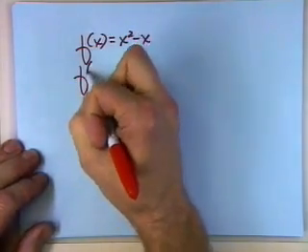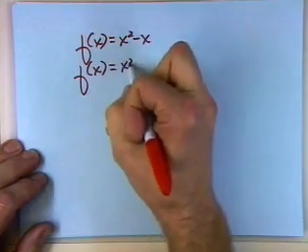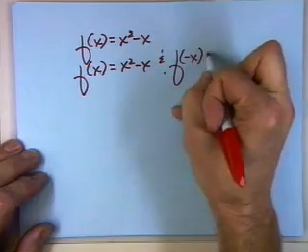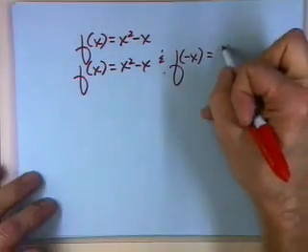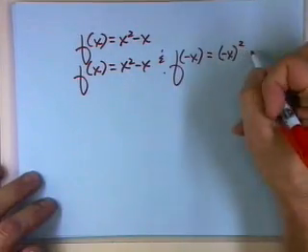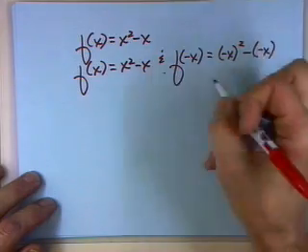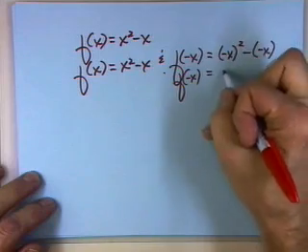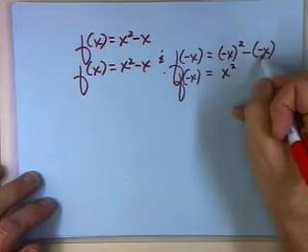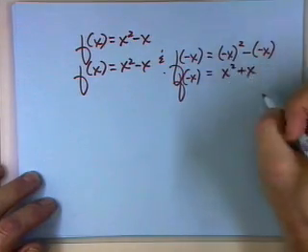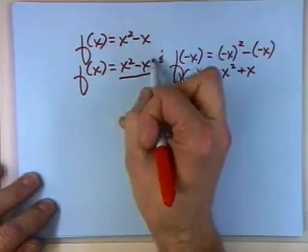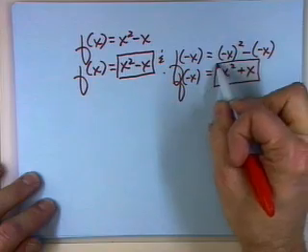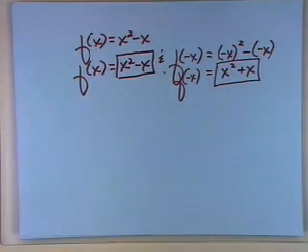Well, what's the f of x? It's x squared minus x. What's the f of negative x? That's negative x squared minus negative x. Negative x squared is the same as x squared. What's minus a negative x? Isn't that plus x? So is the f of x the same as the f of negative x? No, not even, right?